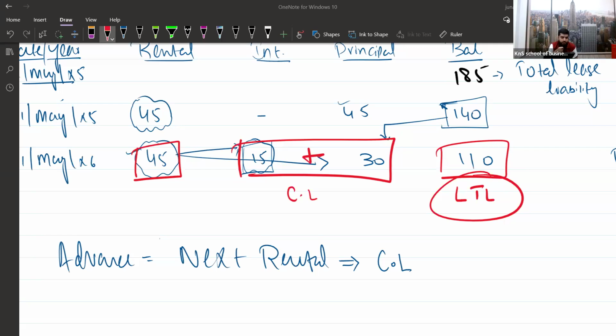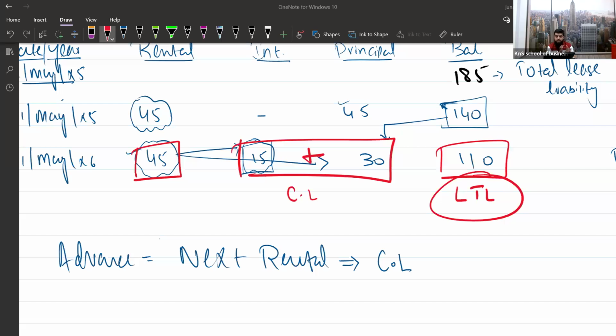If there is any confusion related to that particular question, please do let me know. Yes, Renuka, it would be 11% of 110 plus the principal amount as well. Definitely. Always remember the current liability, in case of the advance, is basically the next year rental plus the interest. Next year interest plus the principal.